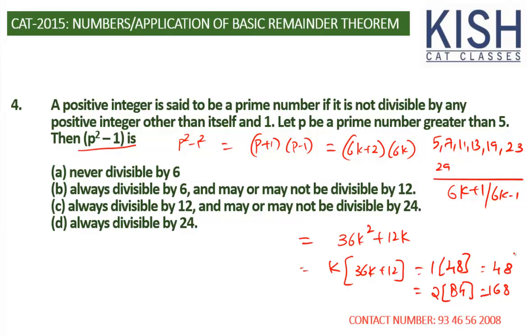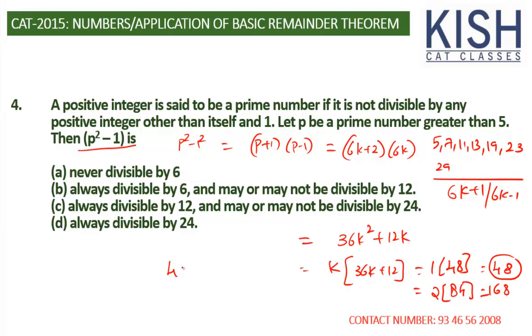So the minimum number is 48 and the next number is 168. Now, all the factors of 168 might not be the factors of 48. That is why I suggested you to consider the least number. Now, all the factors of 48 are very important. So we know that we should not identify the factors of 48 manually.